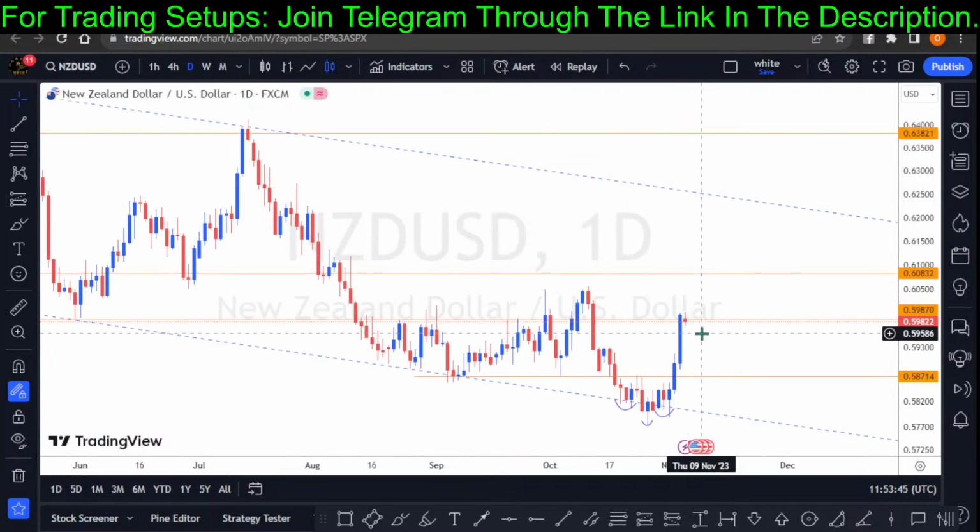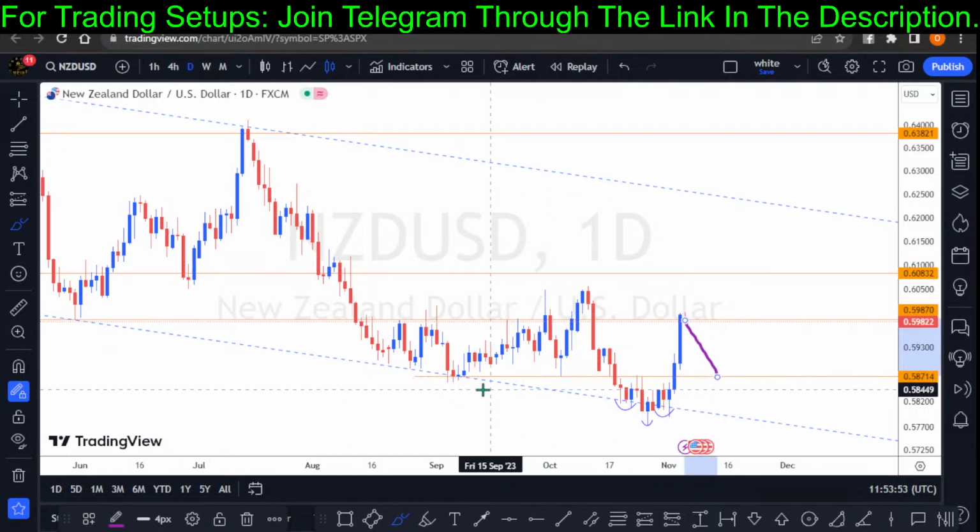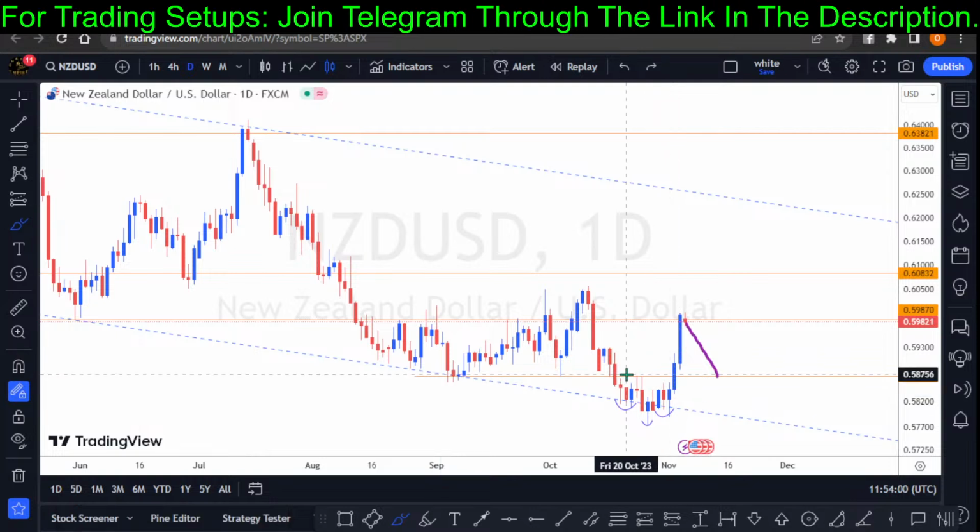New Zealand USD, for those of you who want to trade it, I'm not going to be willing to long at this session right here. I'll be looking out for a pullback. If I can see a pullback to the key level support, which we had at the price of 0.5874, this is the zone I'll be looking out for a long entry. So this is it right there.